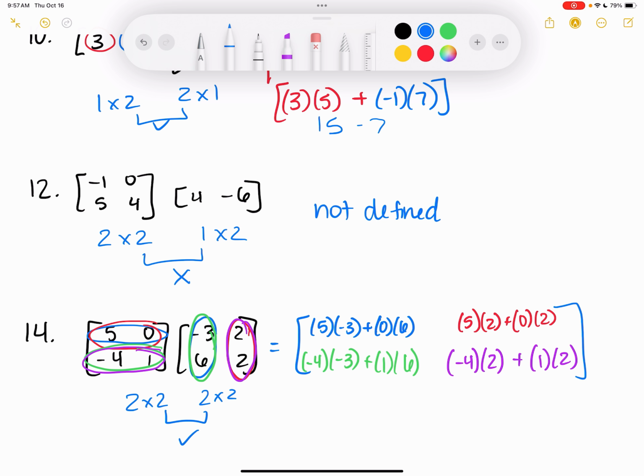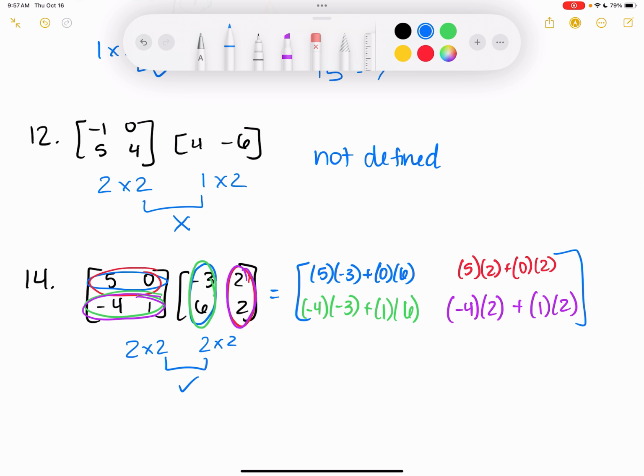And then now I would just simplify it down. -15 plus 0, so it's just -15. 10 plus 0, it's 10. Positive 12 and 6, 18, and -8 into -6, yep. So that would be your answer.